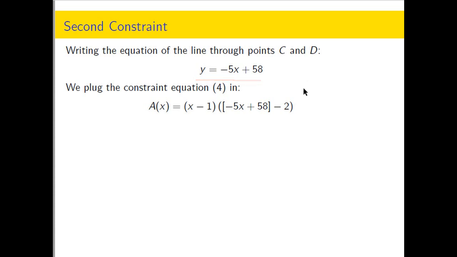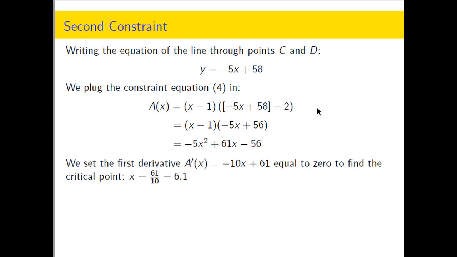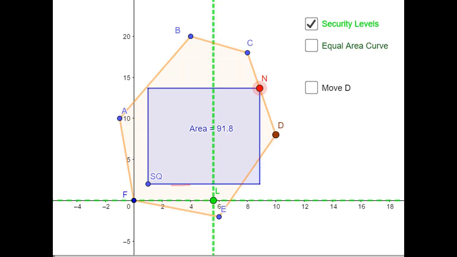Substitute into the area equation. Again, I'm going to simplify and expand before I take the derivative. Here we go. Now I can take A prime. I can set that equal to 0, and when I solve it, I find that the x value is 6.1. Unfortunately, while it's near and on the negotiation set, right, this 6.1 is about here, it's on the wrong line segment. We were trying to optimize along the line segment CD.